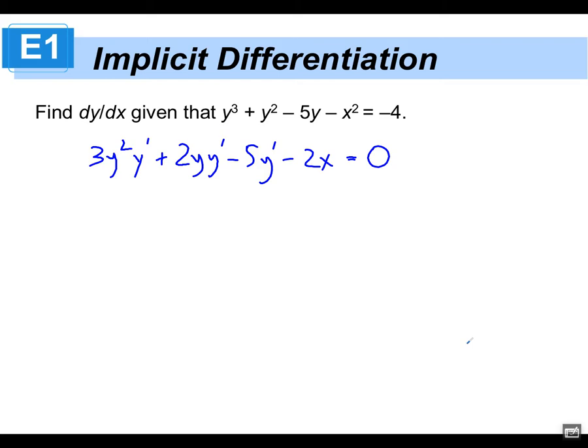So that's step one. Took the derivative of both sides with respect to x. Then get all the y primes on one side. They already are, but move everything else to the other side. So 3y squared y prime plus 2y y prime minus 5y prime is equal to 2x. That's step two. Step three, factor out a y prime.